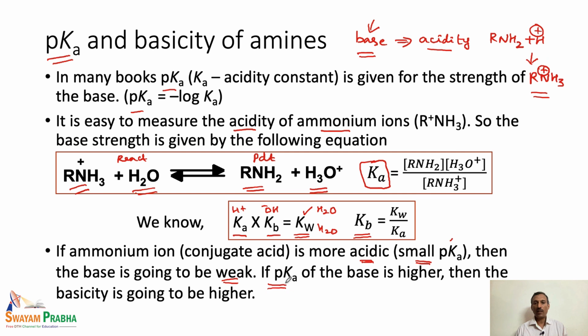On the other hand, if the pKa of the conjugate acid is higher, then we can say that is going to be the stronger base, or the basicity of that particular base is going to be very high. So this is how we can say. Just remember one thing: if pKa is higher for the base, then this is going to be a stronger base.